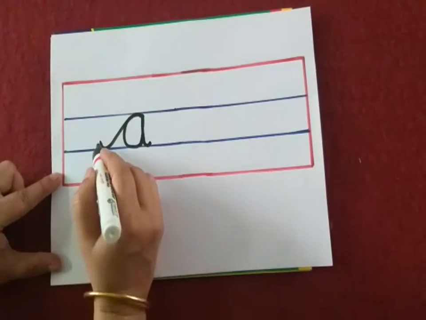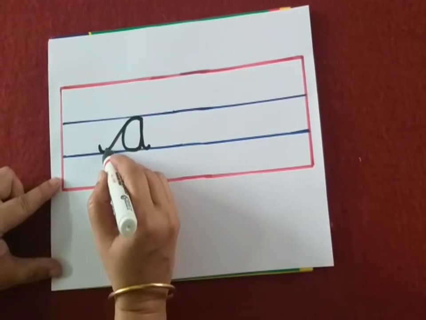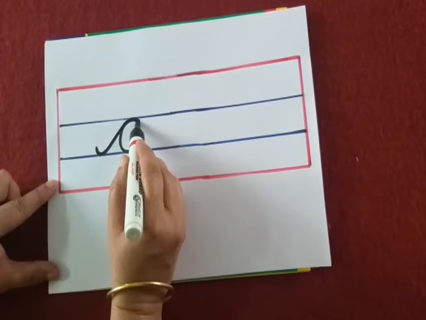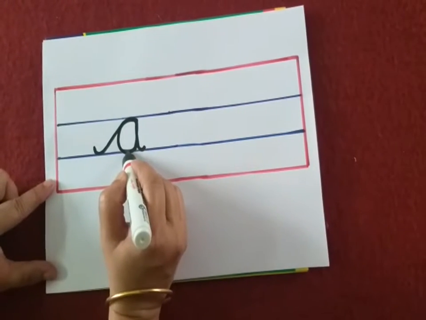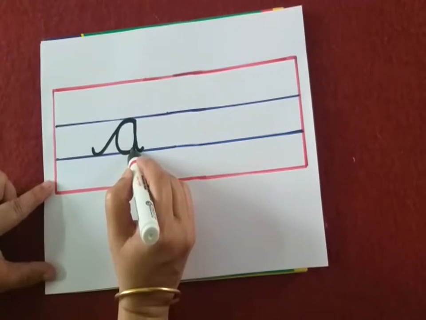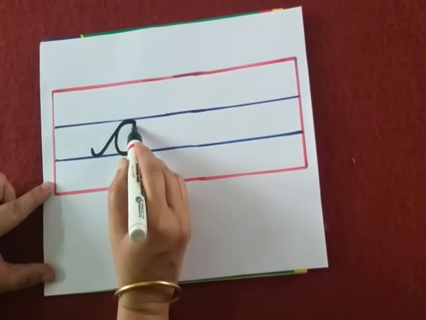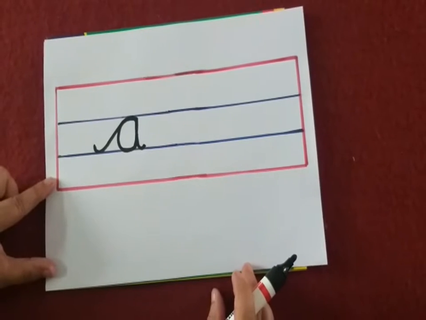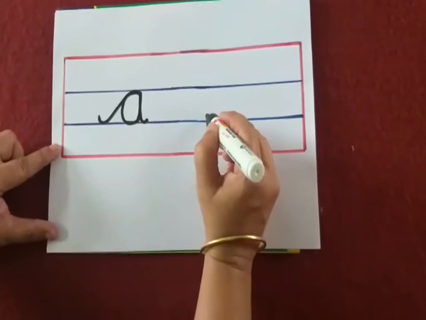Now once again we will do, make a small curve, go up to the second line, blue line, come down to the third line, blue line. Then like C you have to do. Then from third line go and join to the second line, then come down and make a small curve, small cursive letter A.